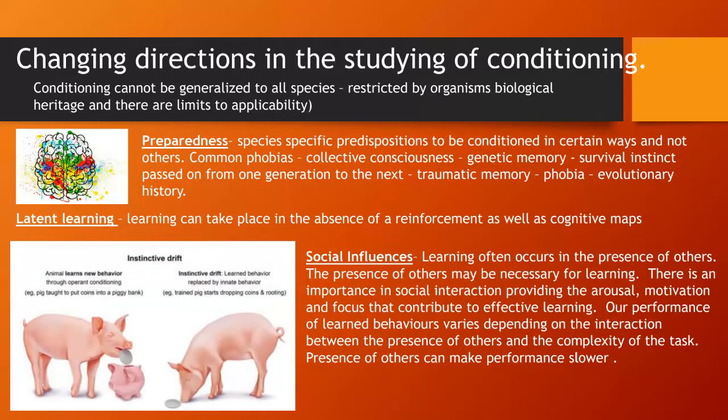So there are evolutionary components. And also sometimes learning can take place in the absence of reinforcement as well. Sometimes we do something and we're not exactly sure how we learned to do it. It's called latent learning. It almost seems like an inbuilt learning in us. There's not necessarily a reinforcement that we're aware of, but we know how to do something.